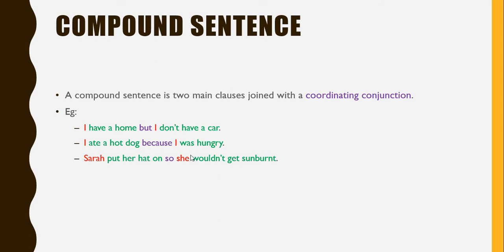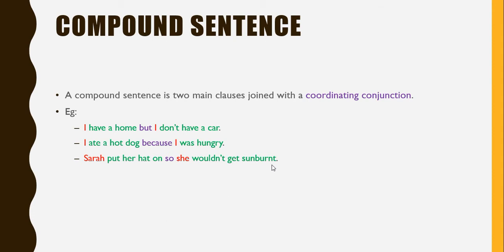I ate a hot dog. I was hungry. They are independent clauses, joined with a coordinating conjunction. Sarah put a hat on. She wouldn't get sunburnt. So she wouldn't get sunburnt.